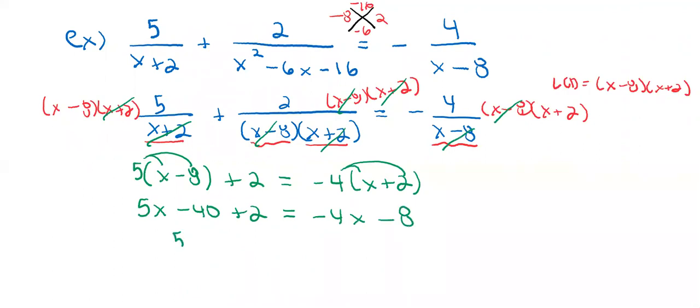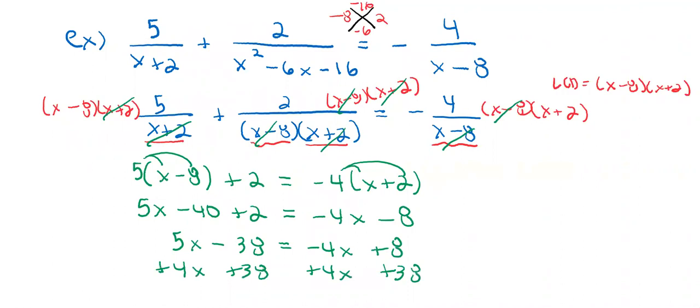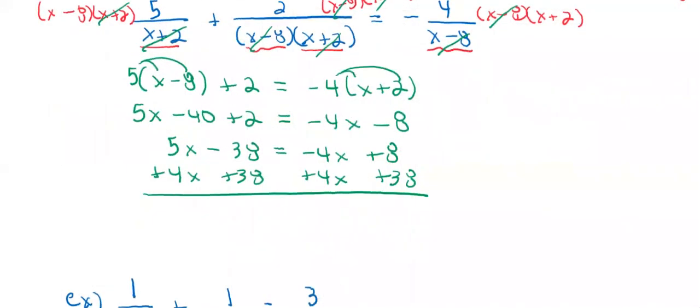All right, so let's combine the like terms over here. So negative 40 plus 2 is going to be negative 38. And I'm going to go ahead and add 4x to this side. And at the same time, I'm going to go ahead and add the 38 to the other side. Save myself an extra step. So that'll be 9x, that's gone, equals 46.